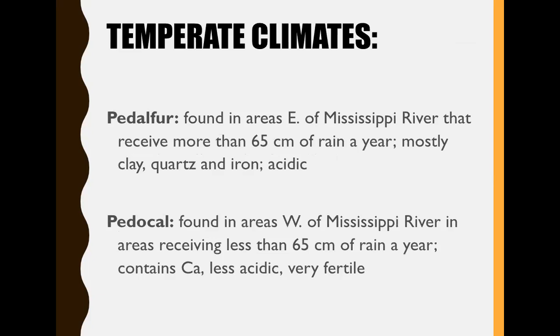So in a temperate climate, we've got pedalfer, which is found in areas east of the Mississippi River. And these typically receive more than 65 centimeters of rain a year, mostly clay, quartz, and iron. So this is acidic. Then there's the pedocal, and this is found in areas west of the Mississippi River, in areas that receive less than 65 centimeters of rain a year. So these contain calcium, they're less acidic, and typically very fertile, okay?